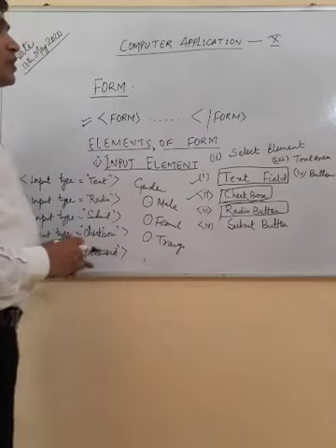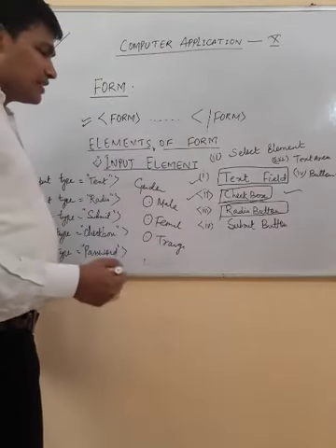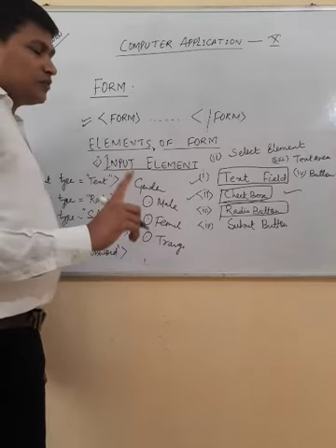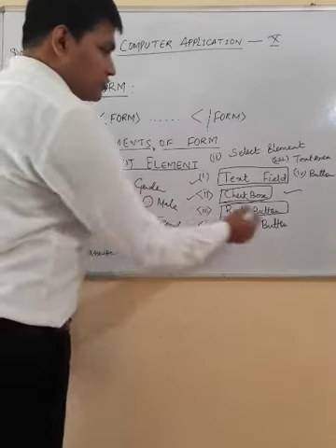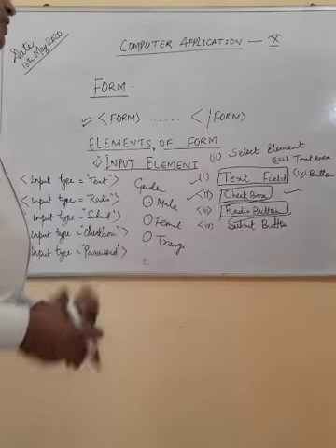When you need to select multiple options, at that time you choose the checkbox. And when you want to select only a single option at one time, then you have to choose the radio button. This is also a type of input element through which we can input the data.